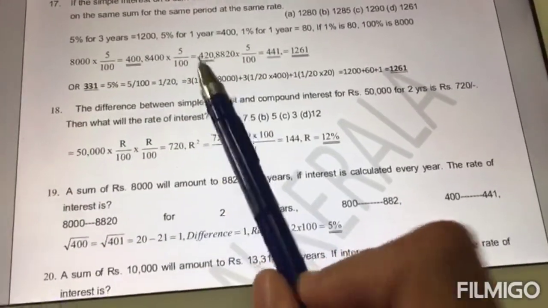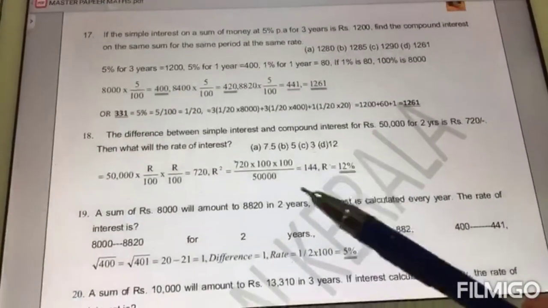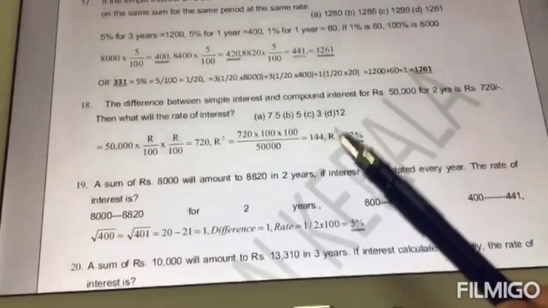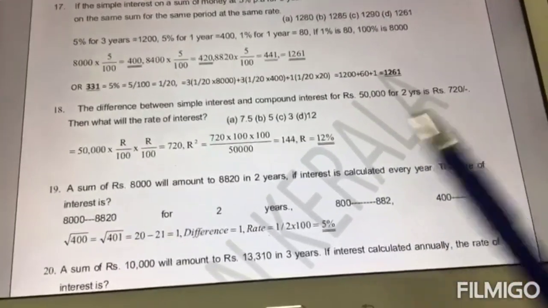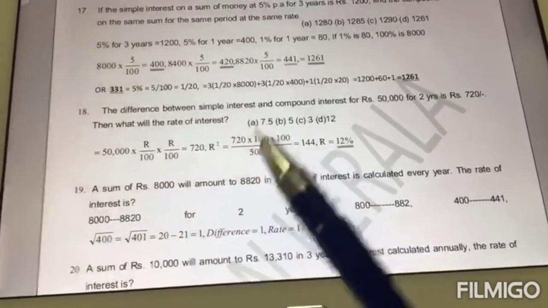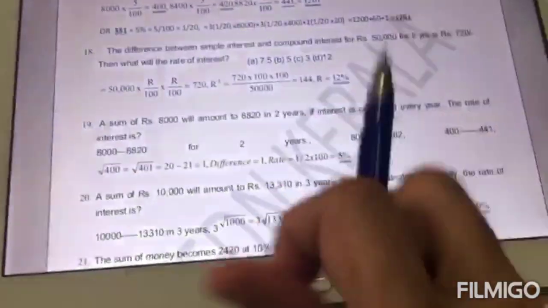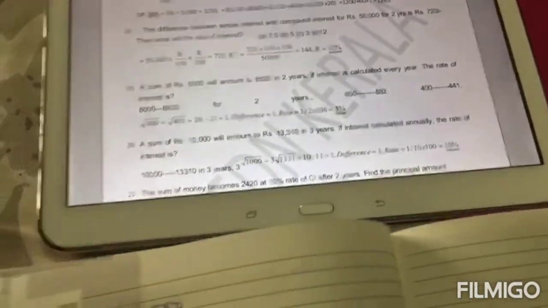They have given a way of doing it, but I prefer to do it this way, the one that we discussed, because you will understand better. Now, number 18 is similar to number 13. I would like you all to try it out. You will have to use a formula and solve for r. They have given a way of doing it, but I prefer you do it the way we discussed because you'll understand better. Okay. 19 and 20 are similar, so I'm only going to do one of them.